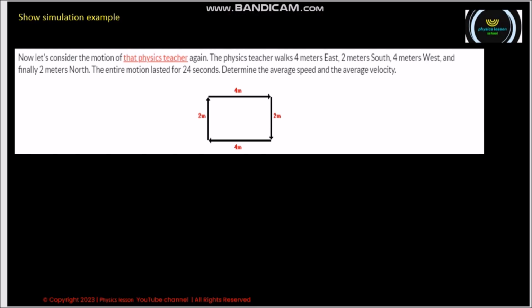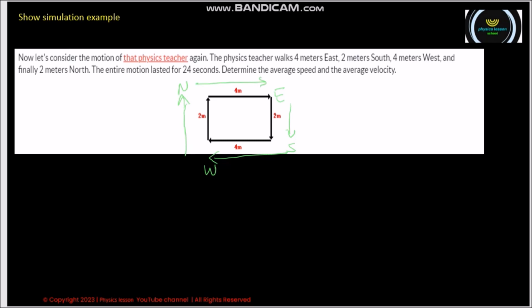Now let us consider the motion of the physics teacher again. The physics teacher walks 4 meters towards east. Then 2 meters toward the south. Then 4 meters toward the west. And finally 2 meters north. Again 4 meters east.